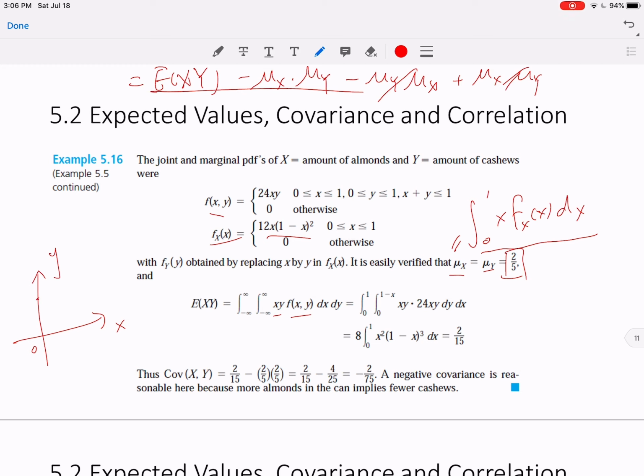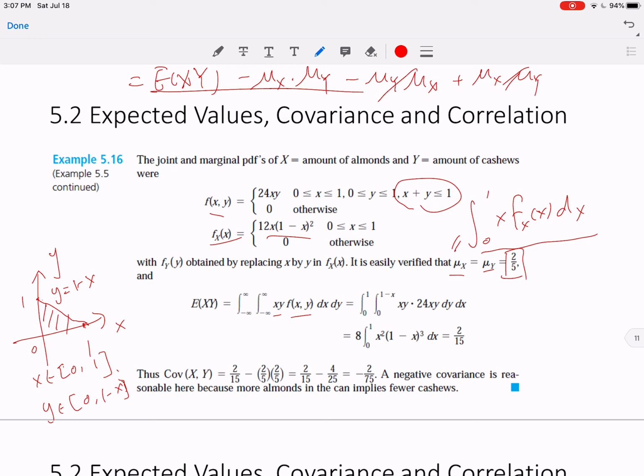So first of all, we have both x and y between 0 and 1, and this line is y equals 1 minus x. Of course, if we fix an x value, the y value should be between 0 and 1 minus x, because of this boundary here. The value will depend on the exact value of x.